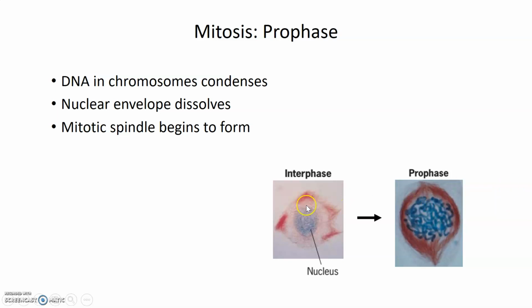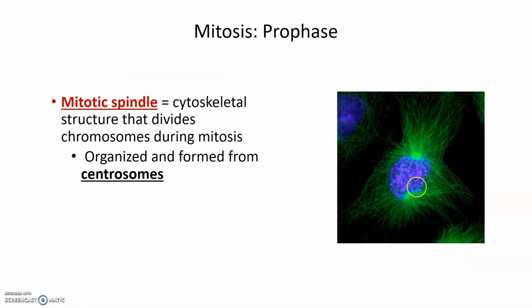In addition, the envelope around the outside of the nucleus that holds all the DNA in dissolves. And that's to allow the chromosomes to move freely about the cell, which they'll need to do for the later steps in cell division. And additionally, the cell needs to form a structure called the mitotic spindle that's going to be helpful in separating the chromosomes into the two new daughter cells. The mitotic spindle is a structure made of cytoskeletal proteins that divides the chromosomes during mitosis.